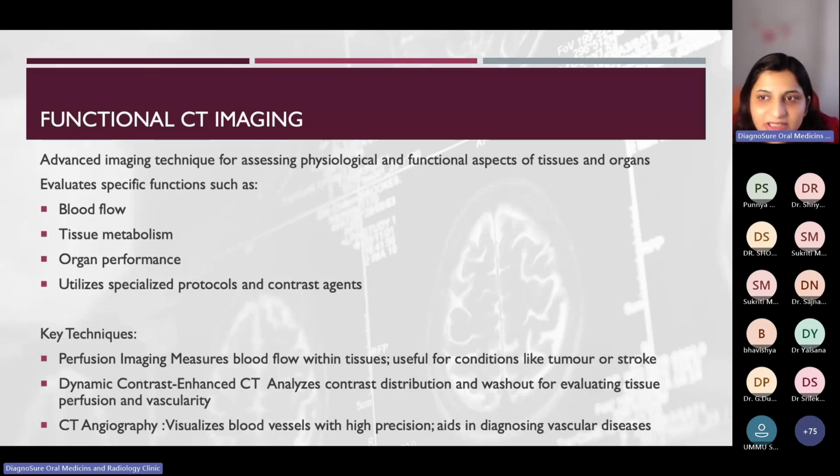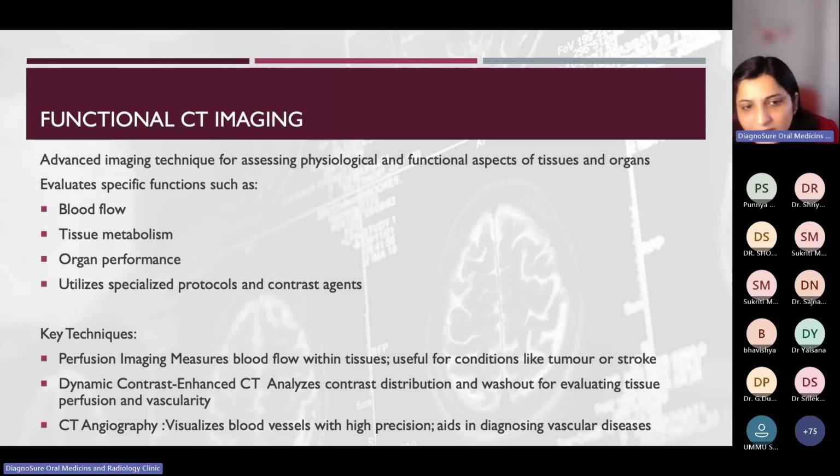So functional CT is an advanced imaging technique that assesses the physiological and functional aspects of the tissues and organs, in addition to their anatomical details. It evaluates specific functions such as blood flow, tissue metabolism, or organ performance by using specialized protocols and contrast agents. A key technique is perfusion imaging, which measures blood flow within tissues, useful for conditions like tumor or stroke, especially in brain imaging. Then contrast enhanced CT analyzes contrast distribution and washout for evaluating tissue perfusion and vascularity.